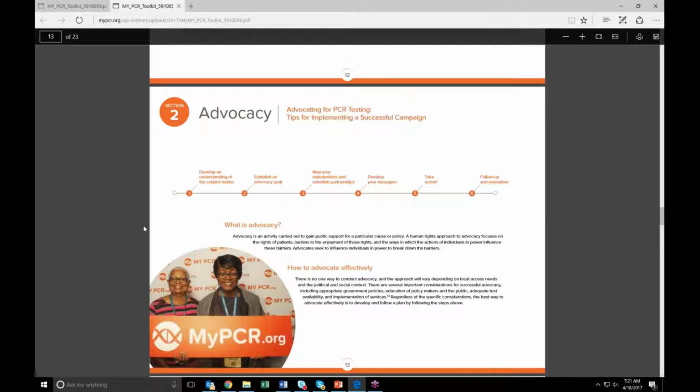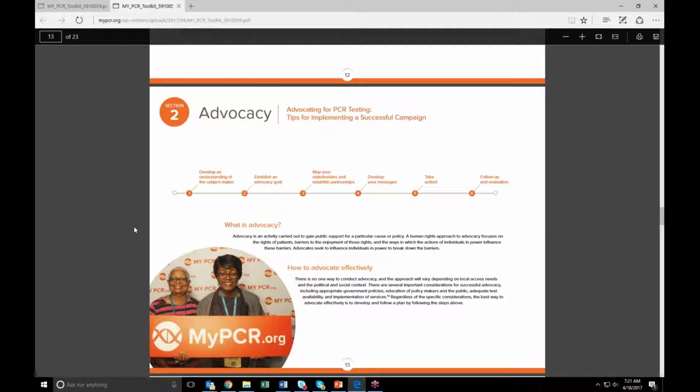Section 2 is around advocacy. And again, we struggled a bit here because we recognize that people are in advocacy and they're advocating all the time, so they know quite a lot about advocacy. And we didn't want to send the message out that people are novices or that people don't know how to advocate. But we wanted to have a framework that would help us provide some guidance on how to advocate on PCR testing, on access to PCR testing.